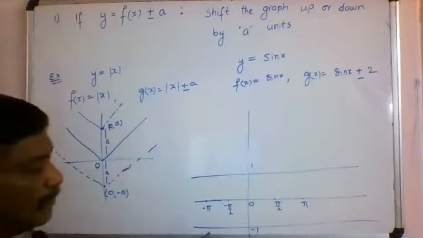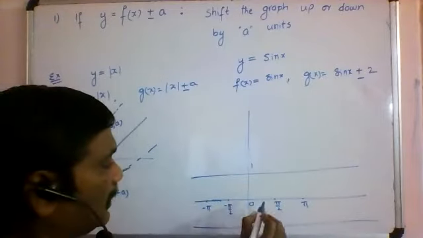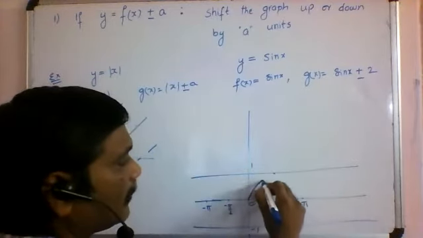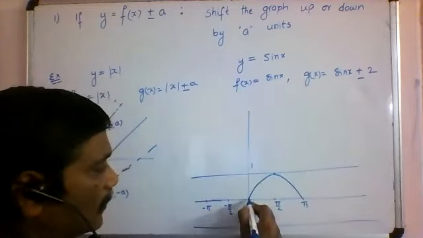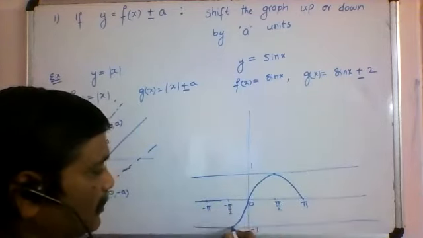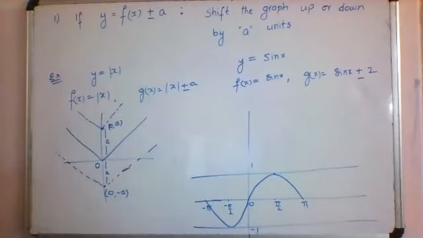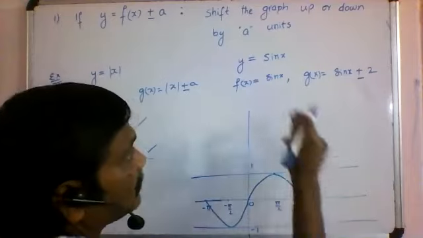Now I'm drawing the original sin x graph. Sin 0 is 0, sin pi by 2 is 1. So here it will come like this, and when it reaches pi, it comes to 0. At minus pi by 2, sin is minus 1, and this one is minus pi. This is one complete cycle of sin x. Now this is y is equal to sin x.